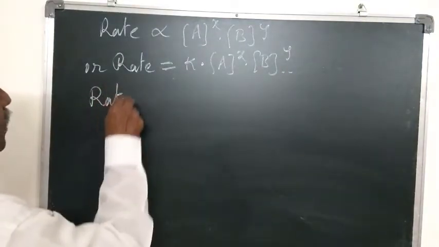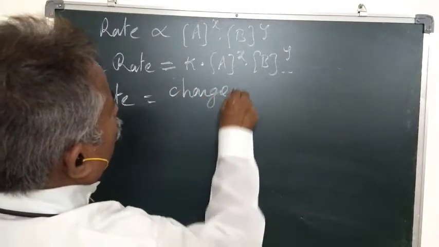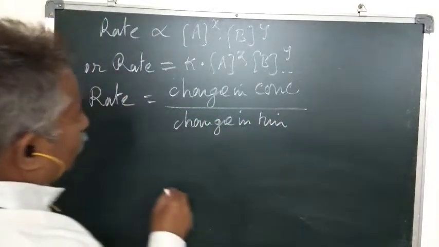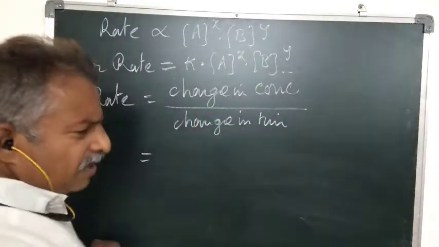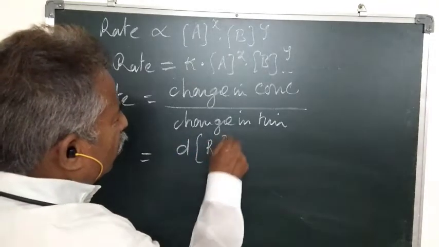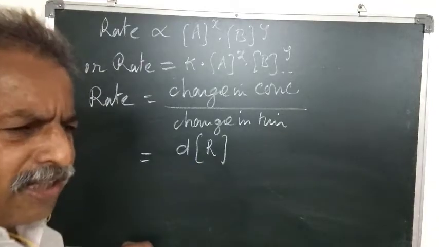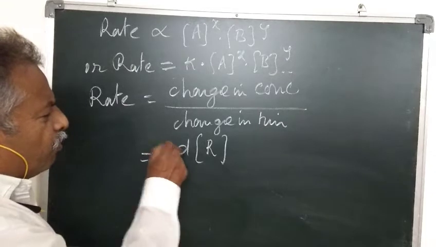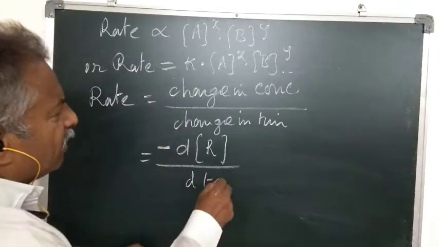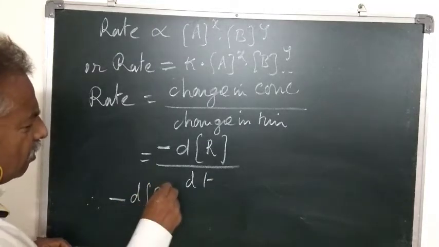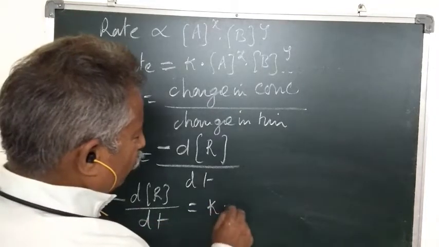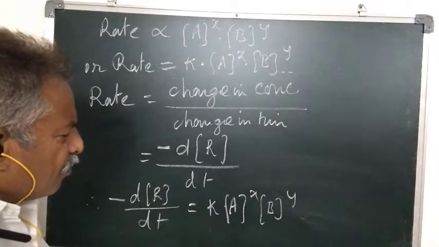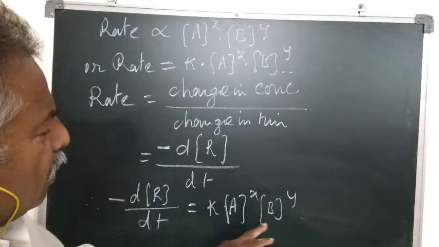Then what is rate? Rate is nothing but change in concentration by change in time. Change is represented by d, R is the concentration of reactant. We studied that the concentrations of reactants go on decreasing when the reaction is proceeding. Therefore, the decrease in concentration is denoted by the minus sign, and change in time is dt. Therefore, minus dR by dt is equal to k into [A] to the power x into [B] to the power y. This is referred to as the rate equation, and k is the proportionality constant known as the rate constant.